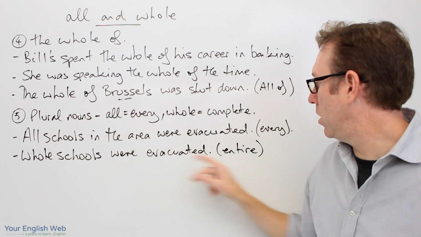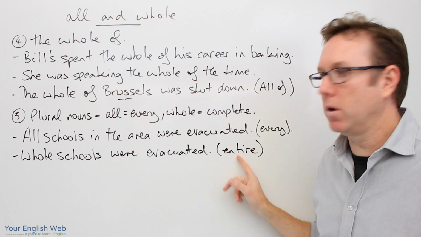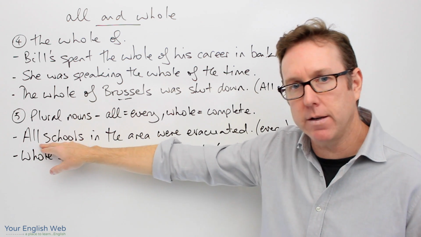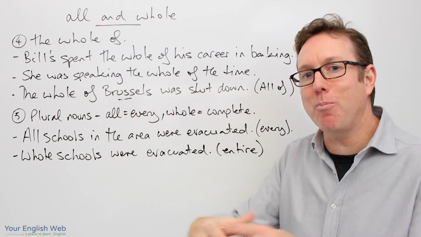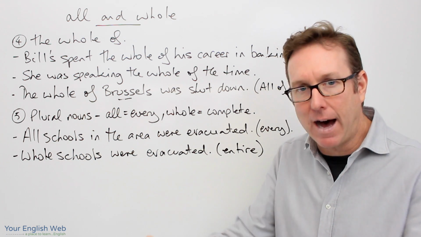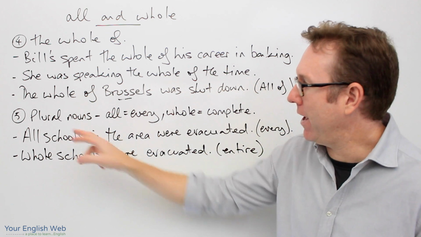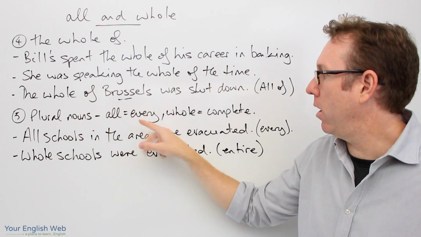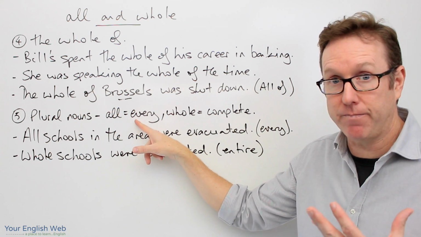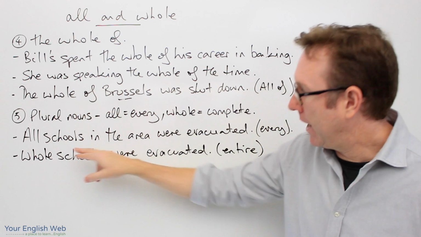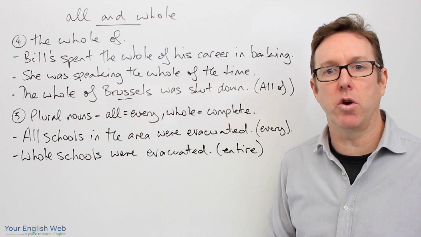Whole schools, entire schools. Doesn't tell me that all the schools were evacuated, but it tells me that complete or entire schools were evacuated. So be careful here with plural nouns, all meaning every, the most common, and the less common, whole meaning complete. And the two examples that I just showed you.